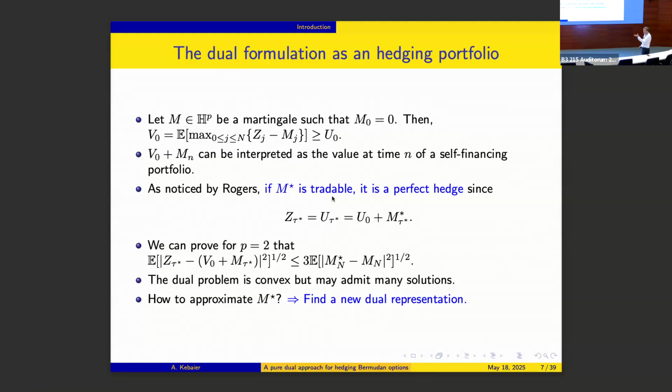That's good. But as Christian mentioned, this may admit many solutions. I'm going to give more details on that. So this is another problem. And the problem here, as I told you, the motivating question is: are we able to approximate this M star and find a new dual approach or representation?